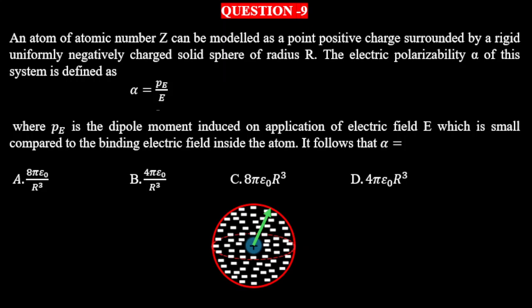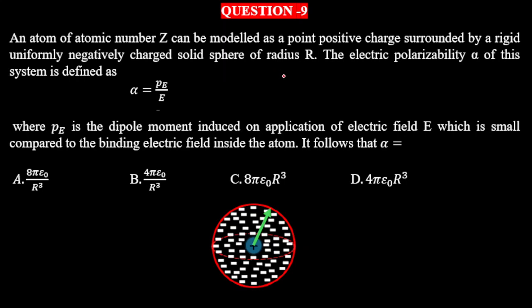Hey everyone, this is question number 9, and in this question we'll discuss the concept of polarizability of an atom. So let's dive in. In this question it is written: an atom of atomic number Z can be modeled as a point positive charge surrounded by a rigid uniformly negative charge solid sphere of radius r.